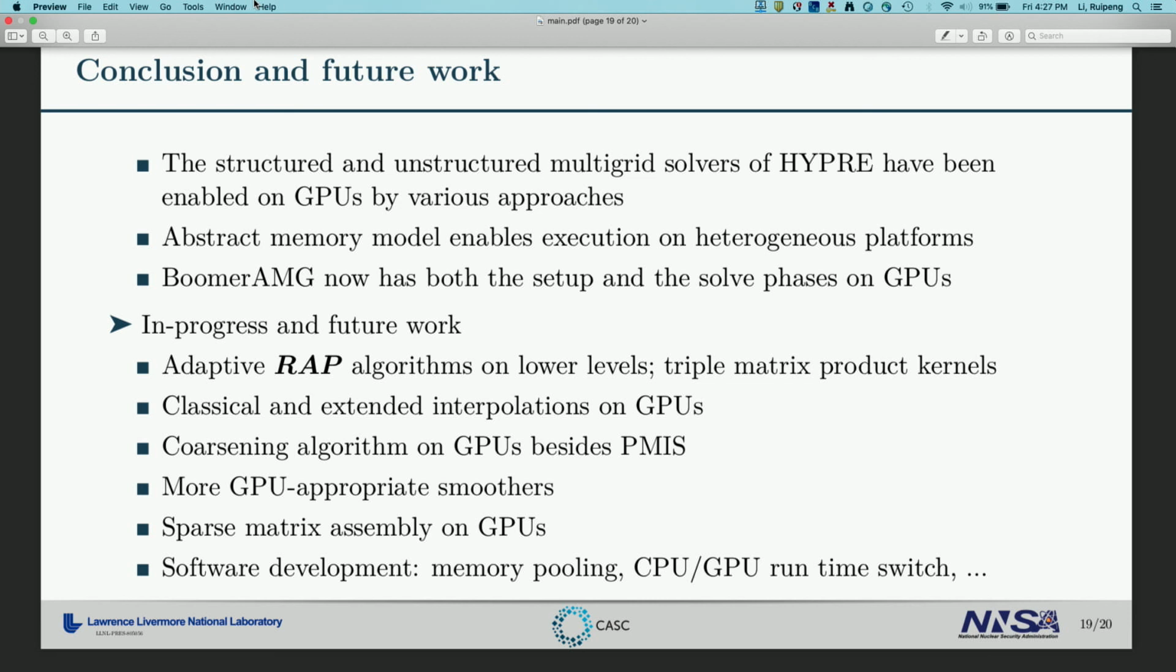There is also ongoing work on the Hypre IJ interface, on how to assemble a sparse matrix on GPU directly. And for software development of Hypre, we are working on better memory pooling. We find that memory pooling is essential for the performance of AMG setup. We also want to have a CPU-GPU runtime switch. So in the future, you can say you want to build an AMG and run it on GPU or CPU at runtime. Currently, it's decided at compile time.